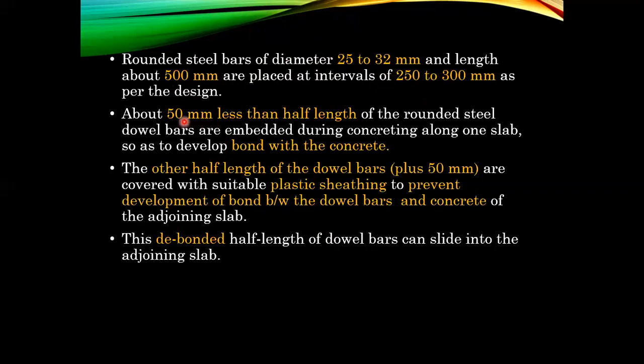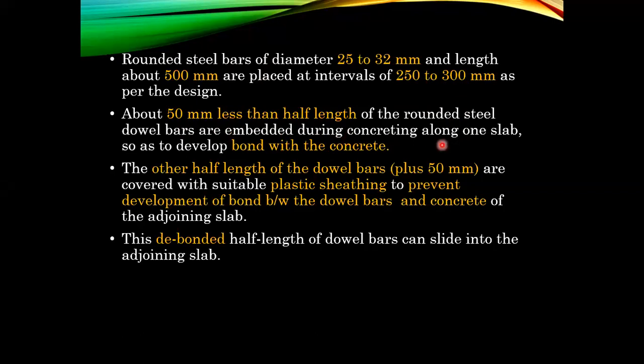Second one, that is, 50 mm less than the half length. Assume, suppose 300 mm is the length of the bar. Half the length means 300 divided by 2, that is 150 mm. 150 mm minus 50 mm is 100 mm. You can see here, 50 mm less than the half length. That means 100 mm. Assume 100 mm of the rounded steel dowel bars are embedded in concrete.